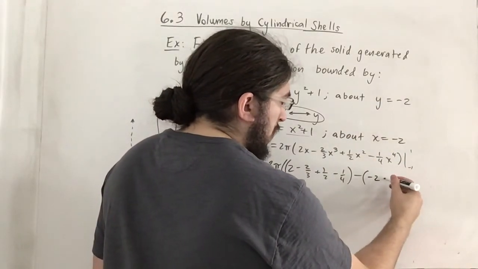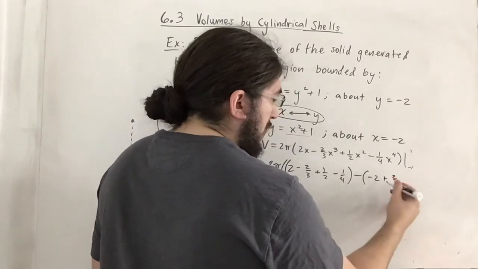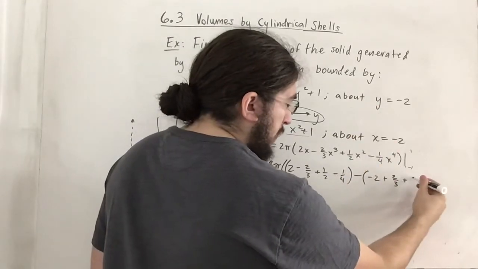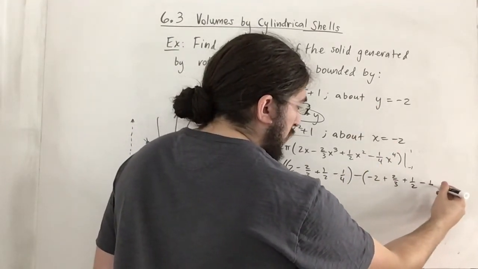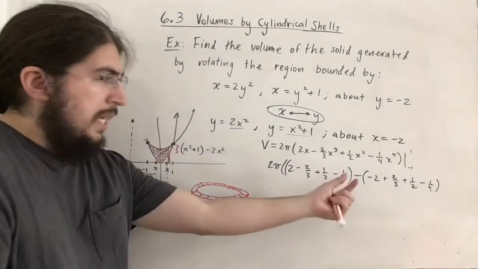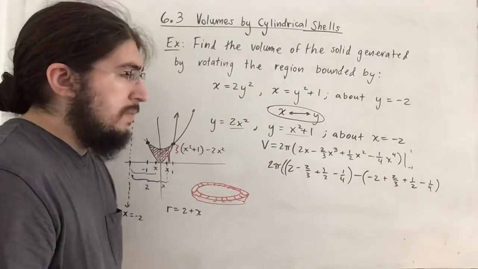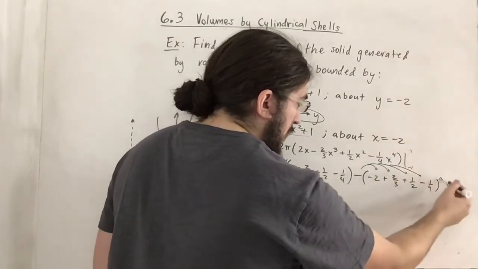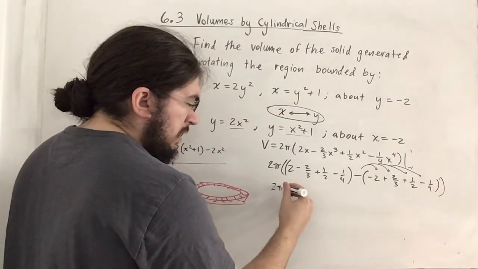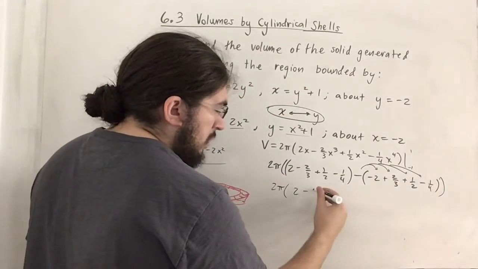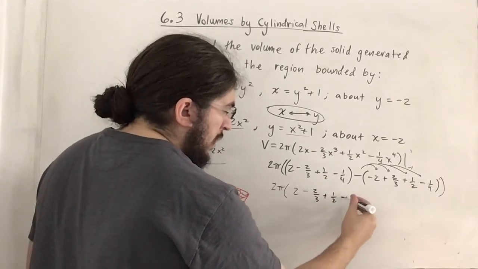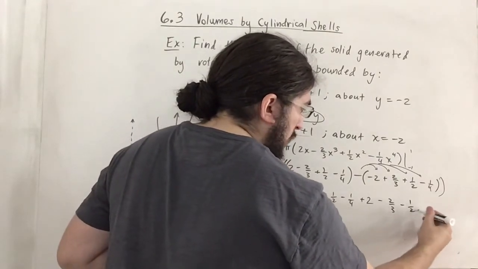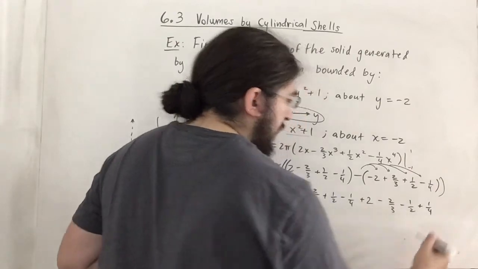So there's going to be negative 2 plus 2/3, because that's sign change. Negative 1 squared and negative 1 to the 4th are positive 1, so we get the same sign, plus 1/2 minus 1/4 for those. Awesome. So sign change for the odd powers, no sign change for the even powers. Distributing the negative here, and then close parentheses for this whole thing. So we get 2 pi times, let's see, it's 2 minus 2/3 plus 1/2 minus 1/4 plus 2 minus 2/3 minus 1/2 plus 1/4. Awesome.